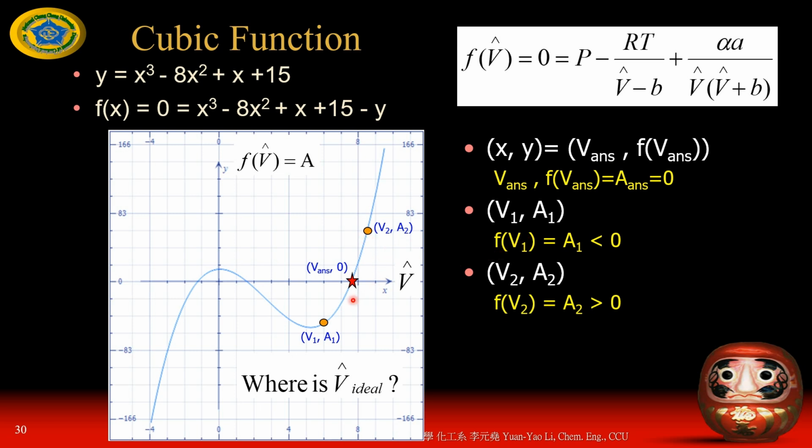The next one, you need to go to here or here, between V1 and V2. You pick one. For example, you pick V3, where V2 is larger than V3, which is larger than V1. As you go on like this, you get the answer close to this point. It's what we call trial and error.